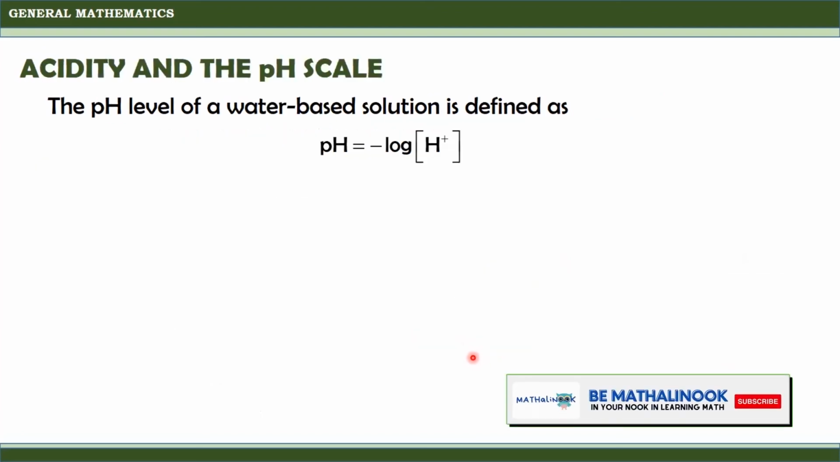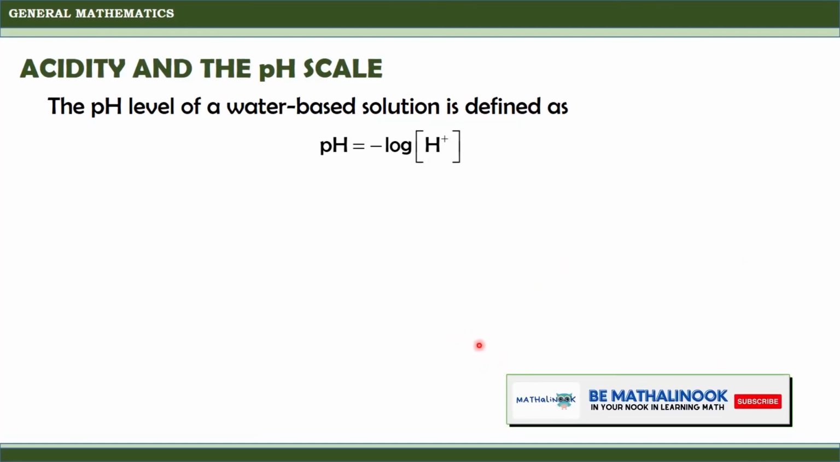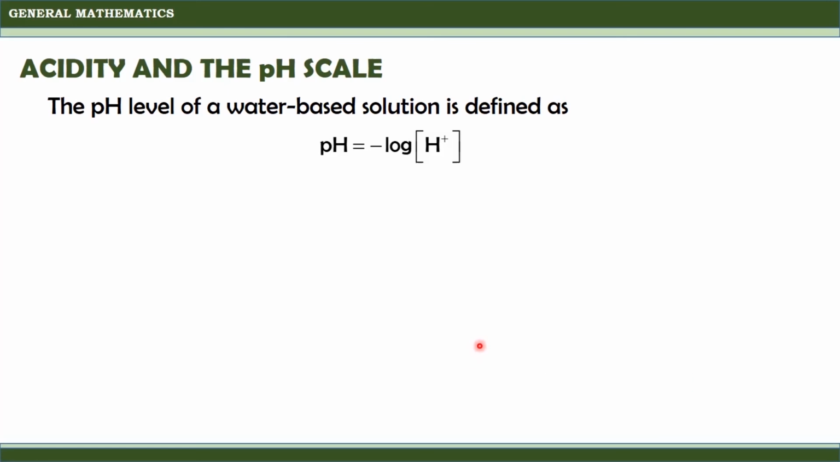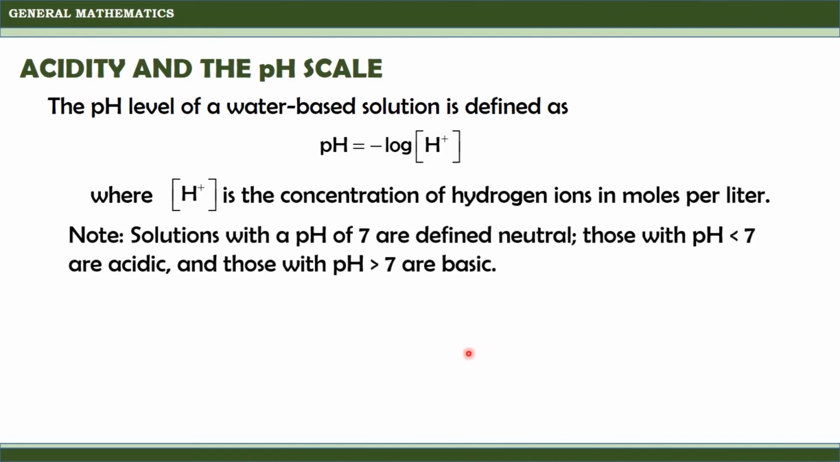Another application of logarithm is the acidity and the pH scale. The pH level of a water-based solution is defined as pH is equal to negative logarithm of H, where H is the concentration of hydrogen ions in moles per liter. Note that solutions with a pH of 7 are defined as neutral. Those with pH less than 7 are acidic, and those with pH greater than 7 are basic.